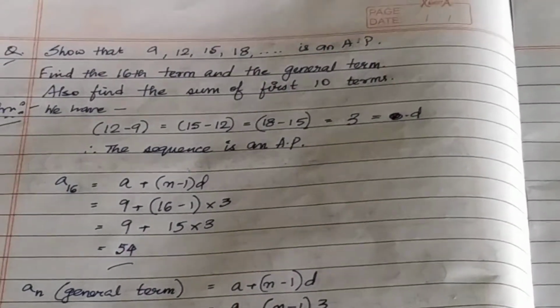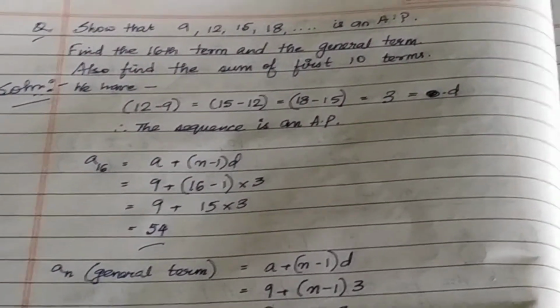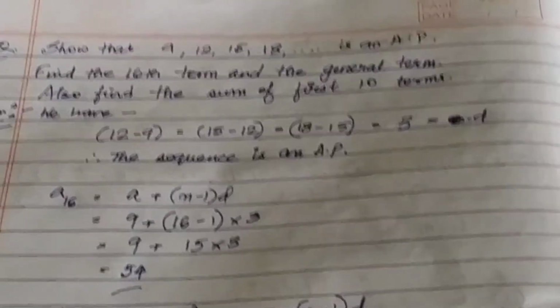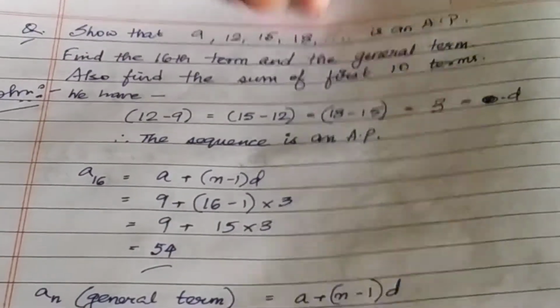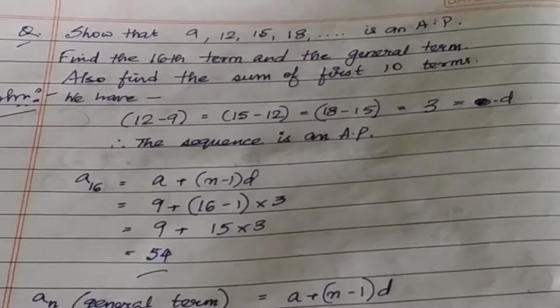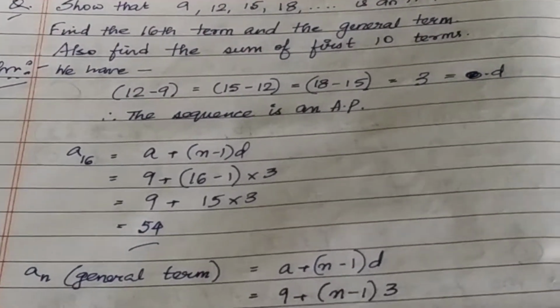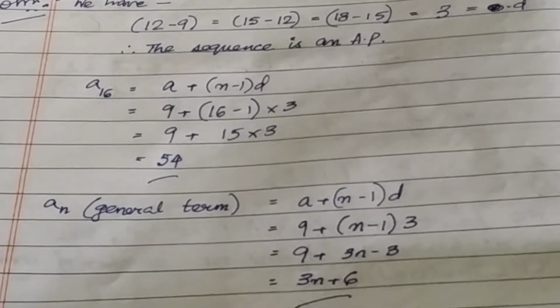So the only way you can prove that a sequence is an AP is to find every common difference and show that all of them are equal. So 12 and 9 it's 3, 15 and 12 is 3, and 18 and 15 is 3. So all of them are 3, and so we can say that it is an AP. So that is quite simple.